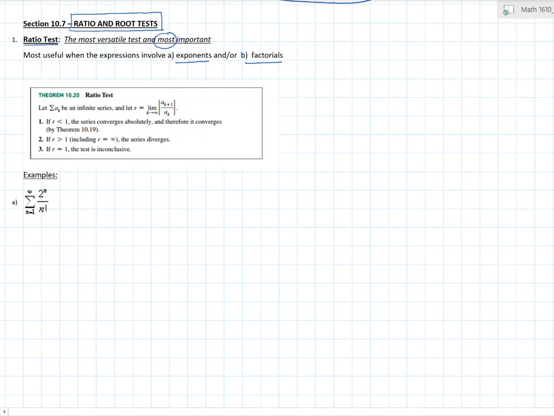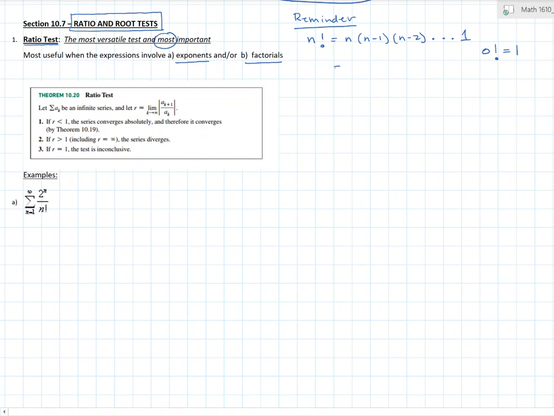This is especially useful when the series has expressions that involve exponents and or factorials. So first thing is, what are factorials? A quick reminder. Factorial of n, which I'm sure you've seen before, is defined as n times n minus 1 times n minus 2 all the way down to 1. Furthermore, always remember that factorial of 0 is by definition 1.